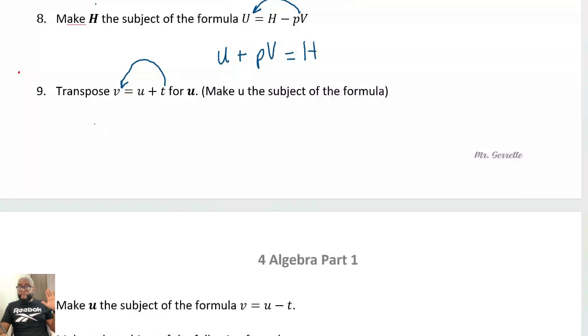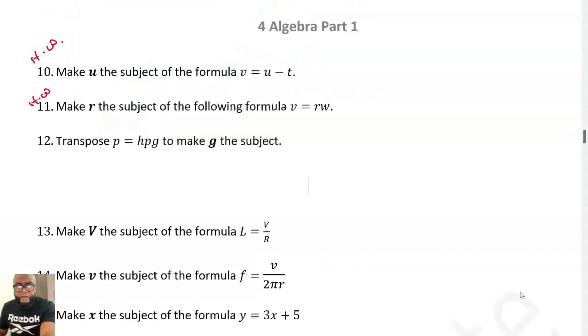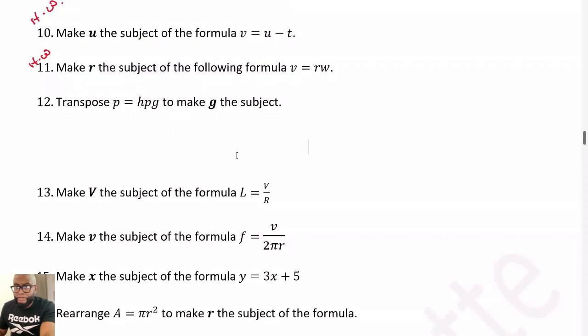Change it to a minus. What do we put on first? What was on the left-hand side there already? V. So let me put back V first, right? Plus T becomes minus T, and this will be equal to U. U is now the subject of the formula, right? Yeah, no problem.